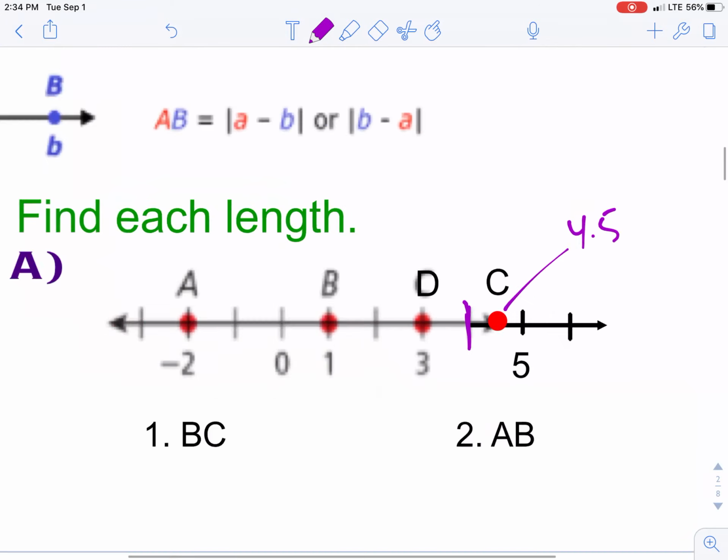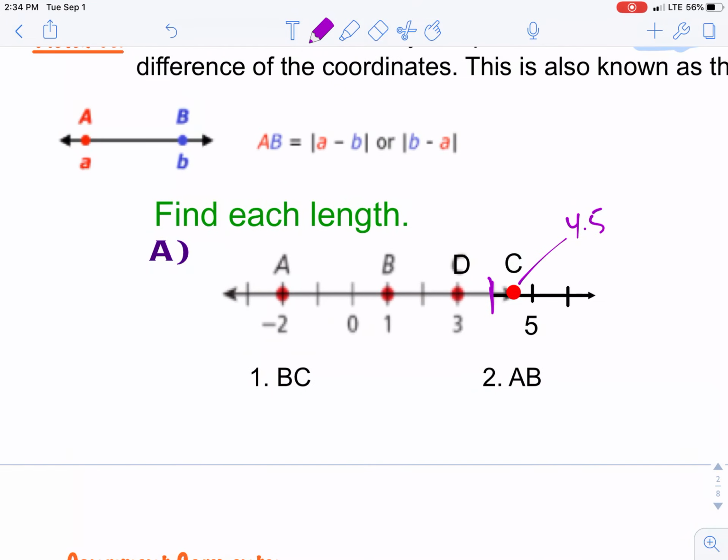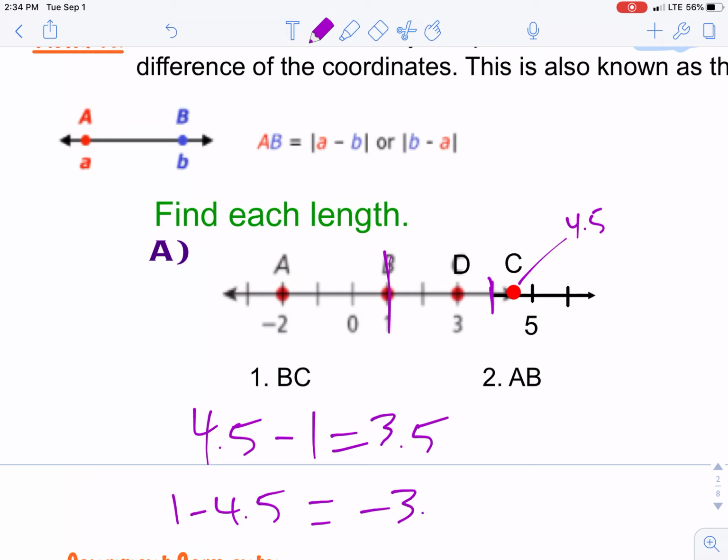All right, so we're going to find the distance from 4.5 to 1. So easy way to do that is just do 4.5 minus 1, which is 3.5. Or if you wanted to flip it around, do 1 minus 4.5. That's negative 3.5. We don't like negative values when we're talking distance, so that's when we would use the absolute value and say 3.5.